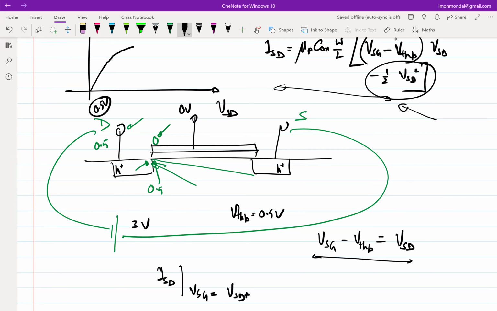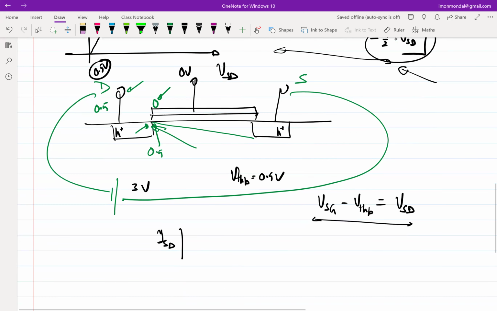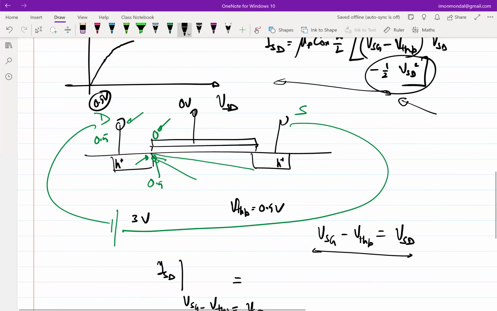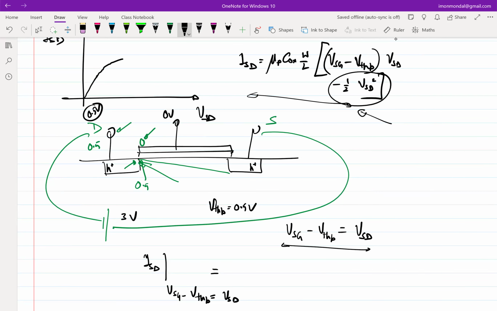VSD is equal to VSG minus threshold voltage, or let me write it like this. If I replace VSD with VSG minus threshold voltage, I will get this. It will be half mu P Cox W over L times VSG minus threshold voltage whole square, right? Half of it goes off, and essentially it's a replacement of variables. Okay, so now the reason this is profound is because of this.